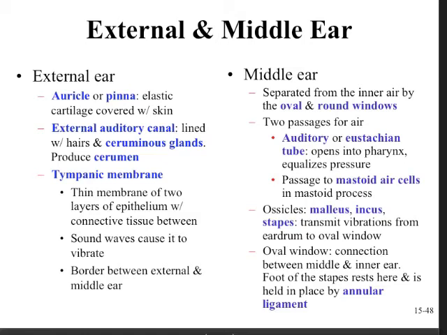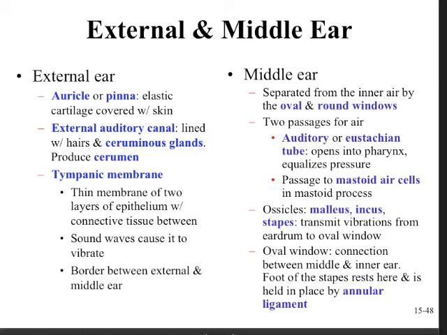The 3 ossicles are the hammer, the anvil, and the stirrup, but we want to know their formal names, and so that's the malleus, the incus, and the stapes. As the malleus hits the incus, which hits the stapes, the stapes smacks on the oval window, and it causes fluid to move around inside the cochlea. That pressure is relieved at the round window.